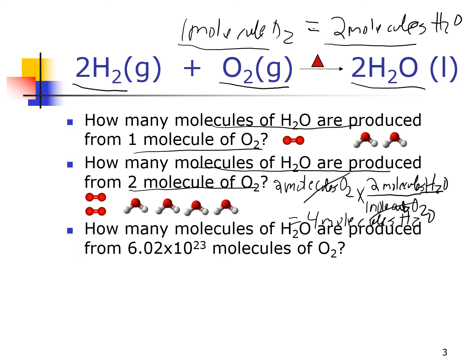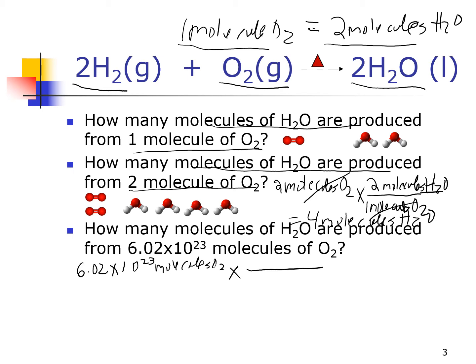How many molecules of water are produced from 6.02 times 10 to the 23rd molecules of oxygen? Now I can't draw that many molecules because that's way too many, but we can use our relationship between the molecules of oxygen and water in our balanced equation to calculate this. So we are given 6.02 times 10 to the 23rd molecules of oxygen.